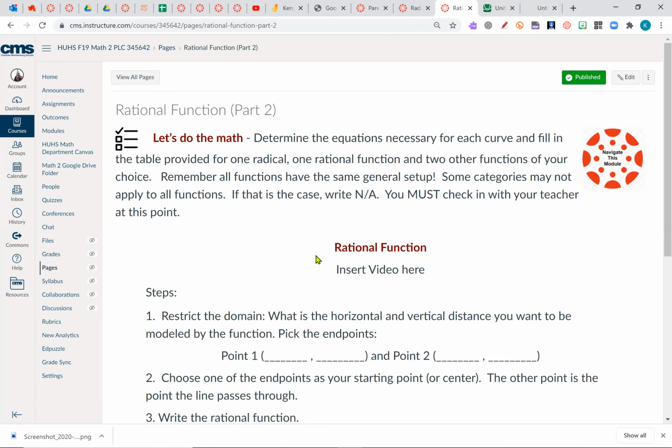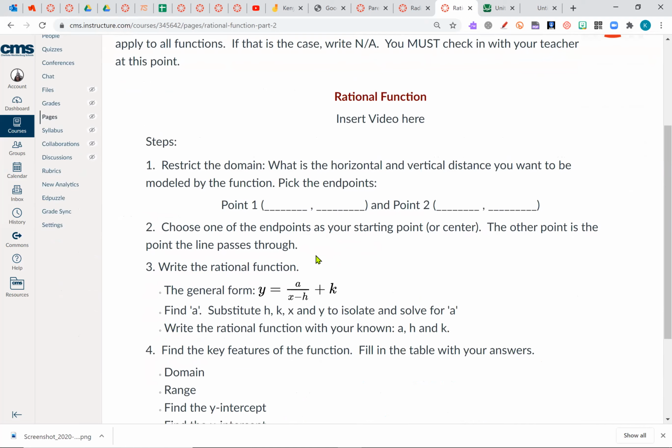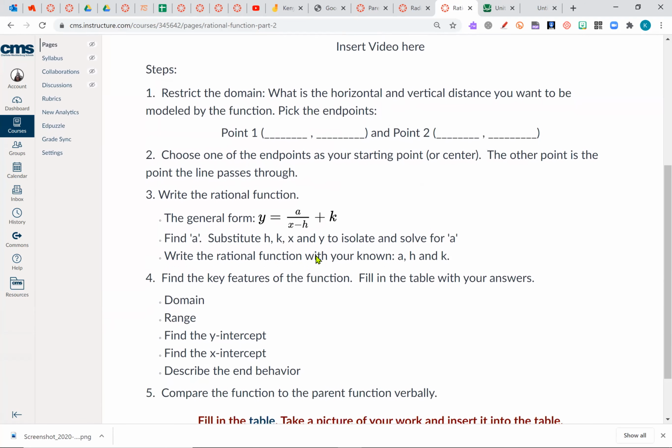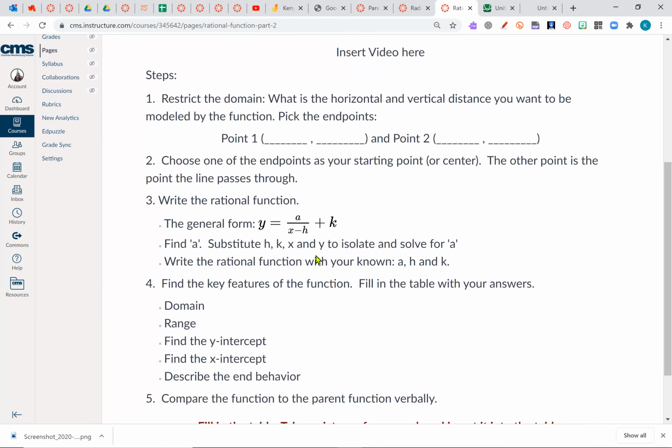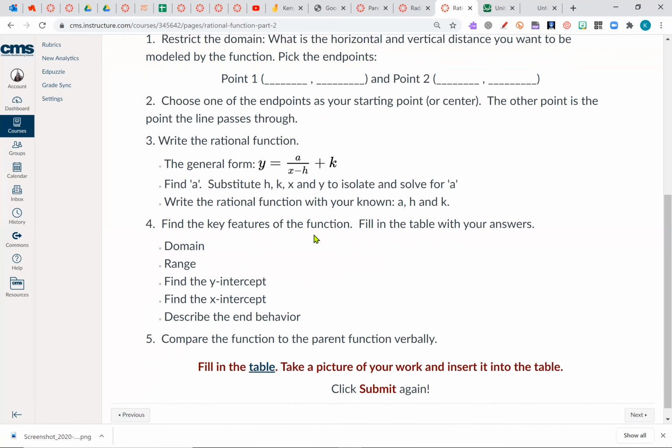All right. Hi, everybody. So we are on part two, where we are going to write the equation for our rational function. So here's the steps. Again, if you notice, the steps are very similar to the last one. The only thing that's different from the last one is our function, our parent function, our general form of the function that we're going to use. But we're going to go through the process the same way.